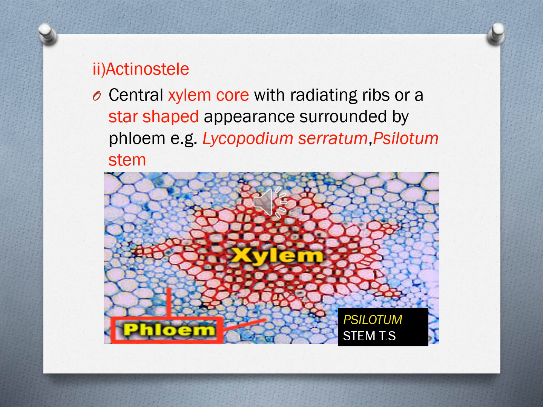Second type of protostele is actinostele. Actinostele is a protostele. The word actino means star shape. That is, the central xylem core has radiating arms and looks like a star and is surrounded by phloem. In this picture of a stem, you can see the central xylem core with a star-shaped appearance surrounded by phloem. This type of stele is also found in Lycopodium serratum stem.